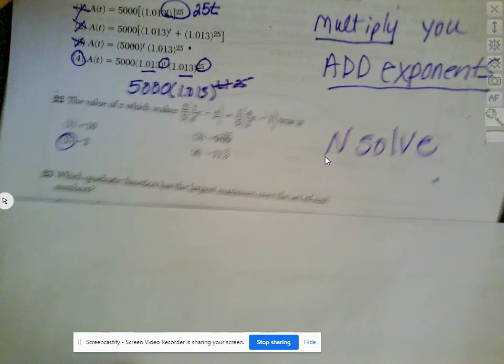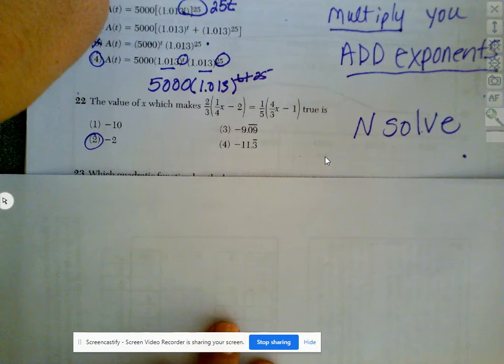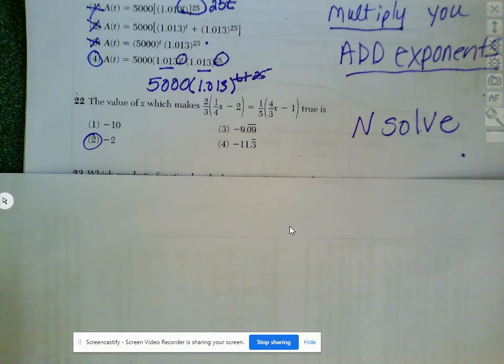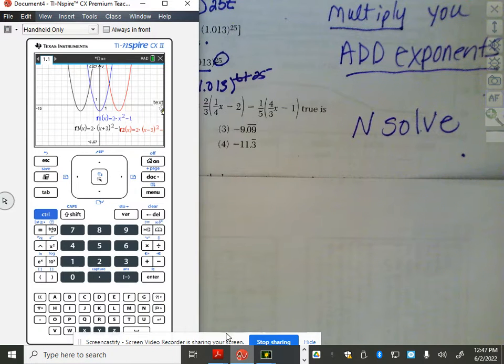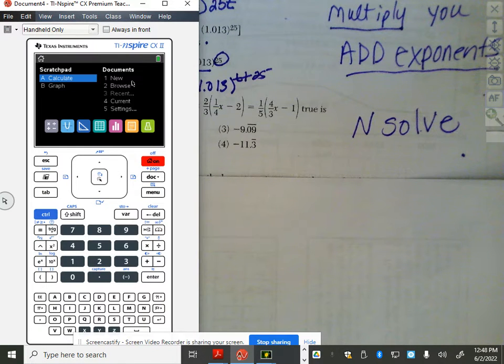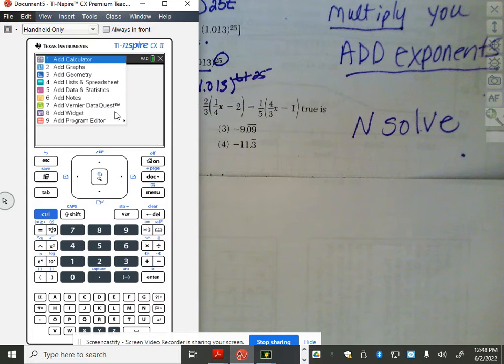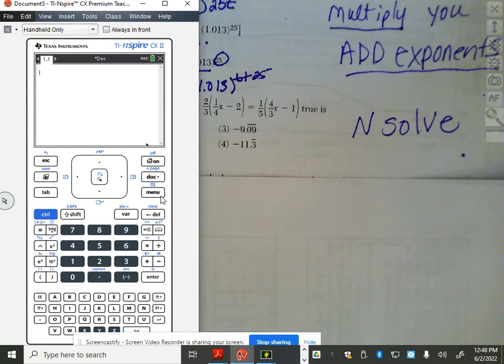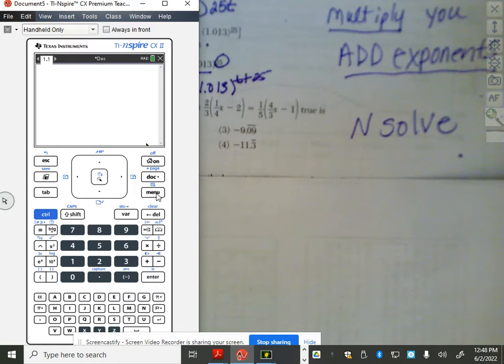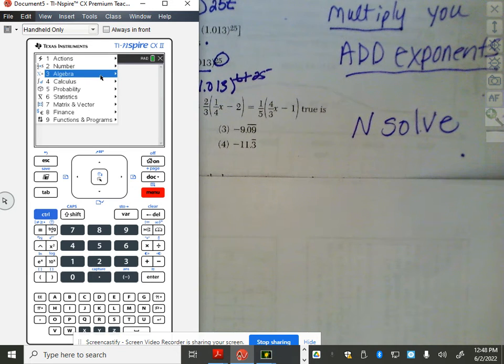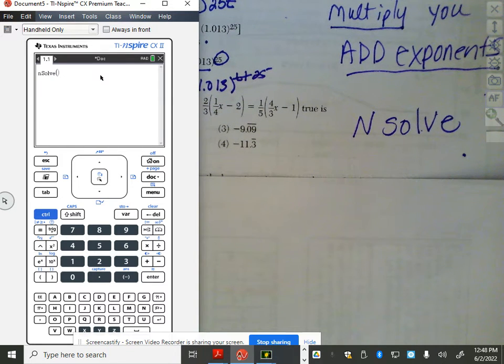Okay, for the next one, just a reminder, this is multiple choice, so we can use nSolve whenever you want to solve an equation. We would pull up our calculator and get a new document. We're not going to save, and we're going to add a calculator. Remember, this is in your review packet that shows you all of the calculator functions. We hit menu, algebra, numerical solve.